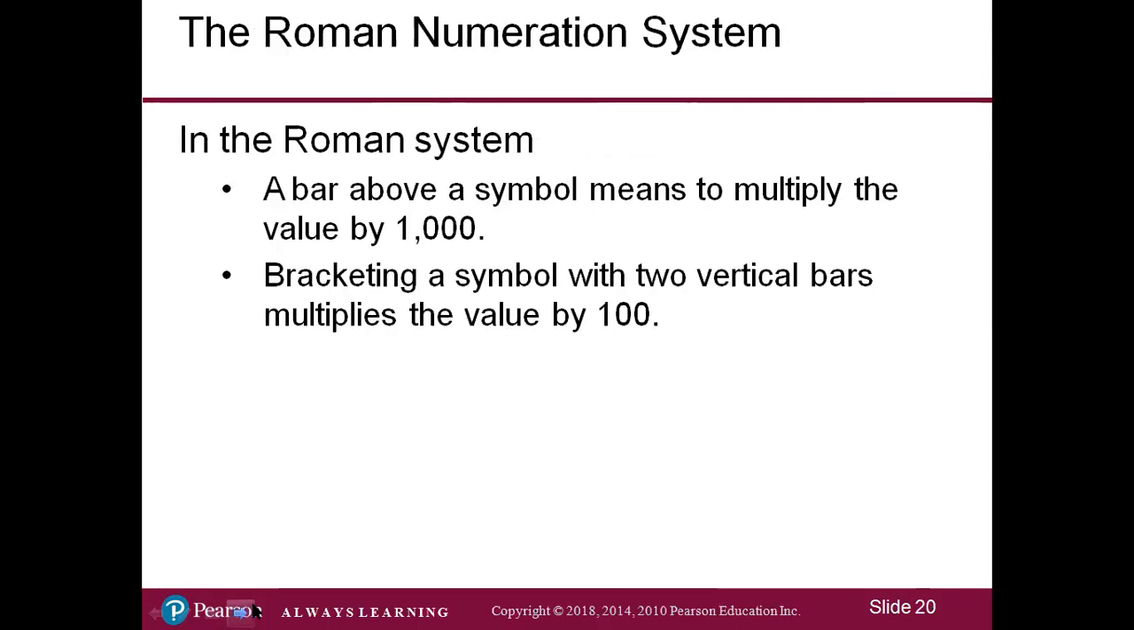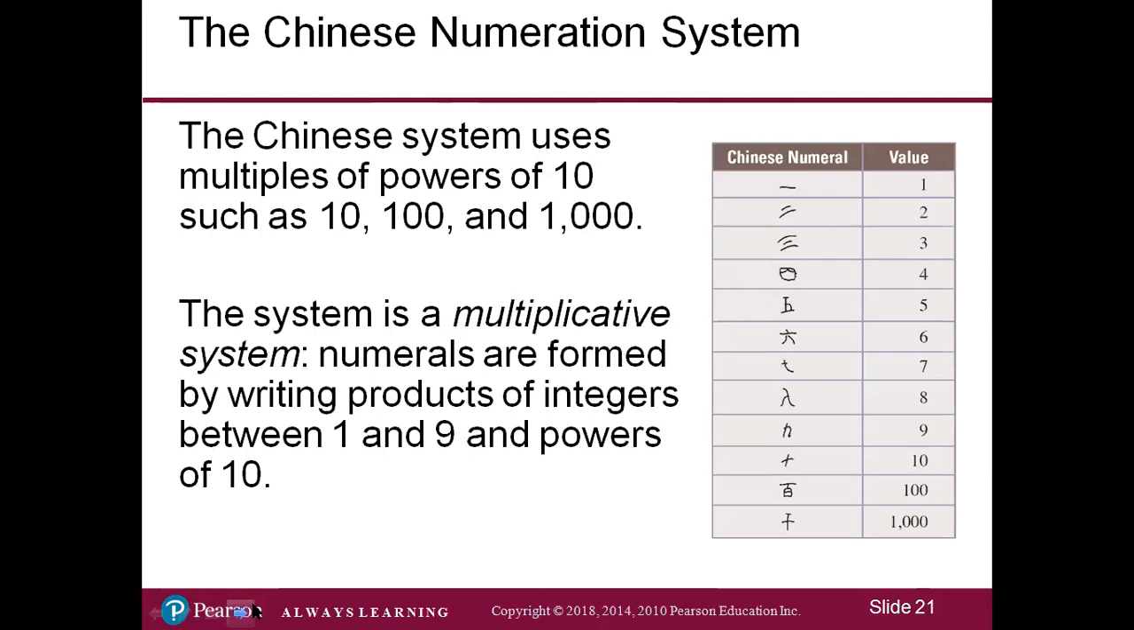The Roman system. A bar above a symbol means to multiply the value by 1,000, and bracketing a symbol with two vertical bars means multiply the value by 100. And now let's look at the Chinese system. This Chinese system uses multiples of powers of 10, such as 10, 100, 1,000. The system is a multiplicative system. Numerals are formed by writing products of integers between 1 and 9 and powers of 10.